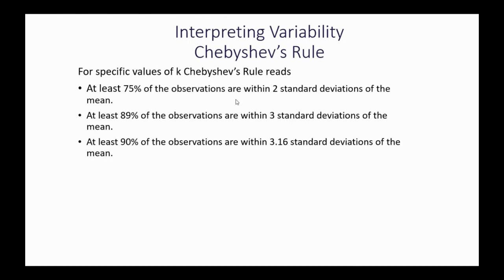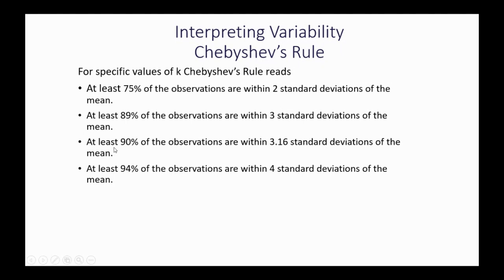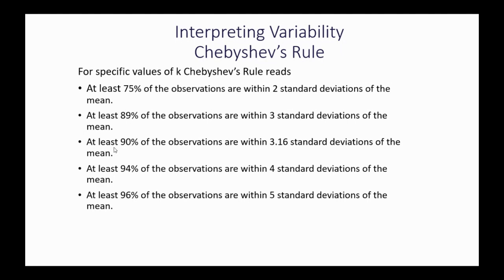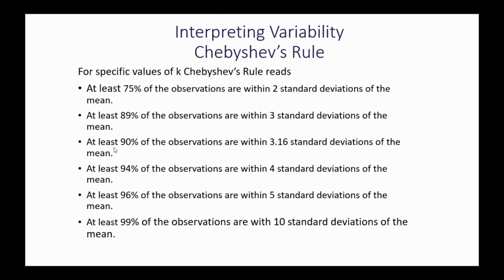At least they will only have missed that formula blank. Okay, what about, wait, we already said 4 standard deviations was 94%. What about 5 standard deviations? 96%. And now let's really up the ante and say 10 standard deviations. 99%.